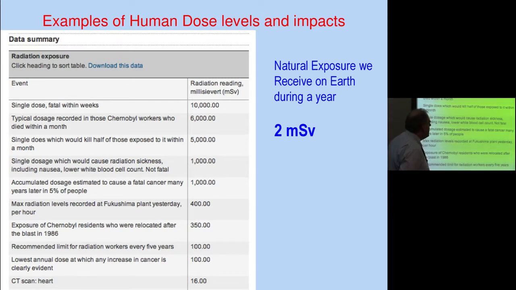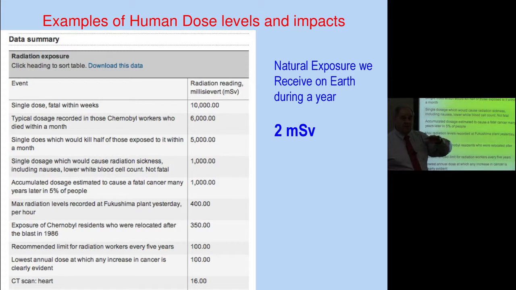Something to the level of about half of that is what people that, most of you weren't born yet, but in 1986 there was a major nuclear catastrophe in Chernobyl that resulted in a lot of deaths due to radiation. Workers trying to avert an even bigger catastrophe were receiving on the order of something like 6,000 millisieverts. You're expected to die with about half that much. You're expected to get definitely sick with about a thousand of them.